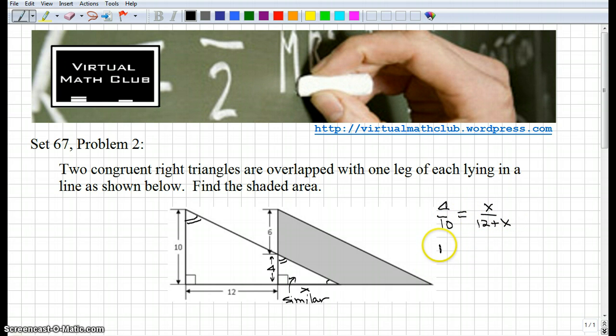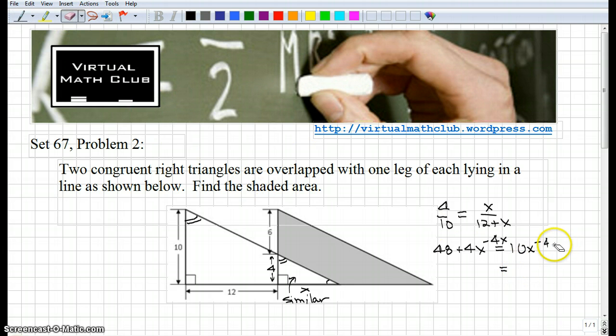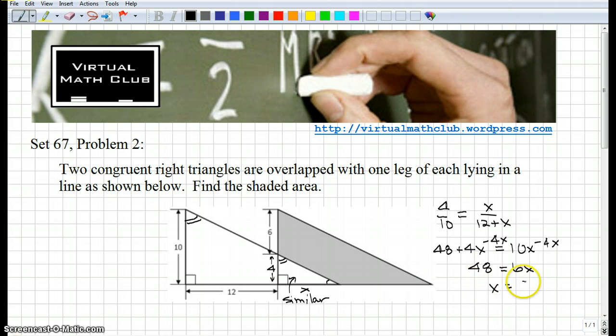So this ends up being 48 plus 4x is equal to 10x. Alright, you see what I did there? So then I can subtract 4x from both sides. On this side, whoops, I didn't mean to write 46. I wanted to write 4x. Alright, so 10x minus 4x leaves us 6x. 4x minus 4x is 0, so I get 48 is equal to 6x, which means that x is equal to 8. Alright? So how does that help us?